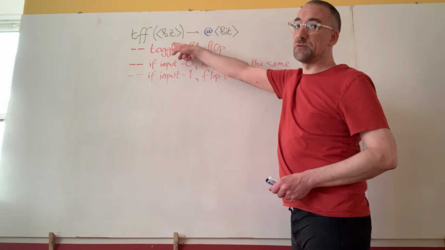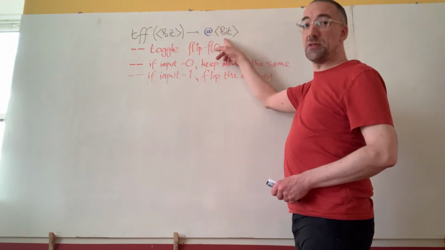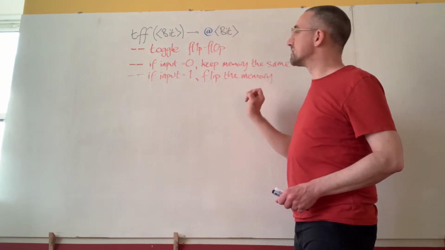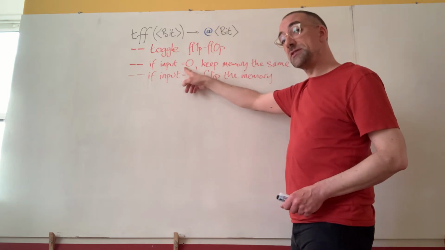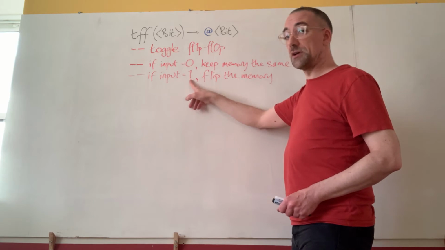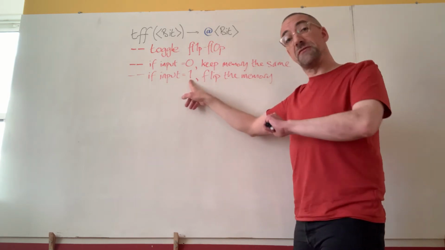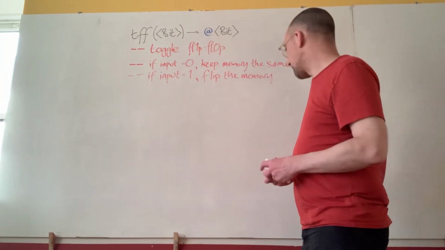It has one control signal coming in, and it has a 1-bit memory that ought to be loopable, and it behaves as follows. If the control signal is 0, then the contents of memory should stay the same. Whereas if the control signal is 1, the bit stored in the memory should flip. So, what's our circuit going to be like?